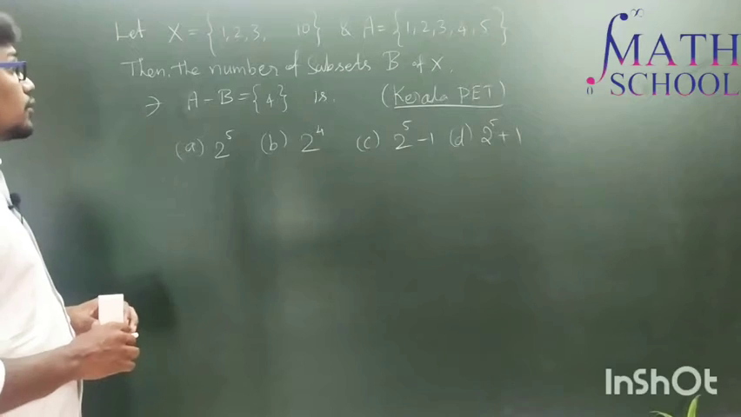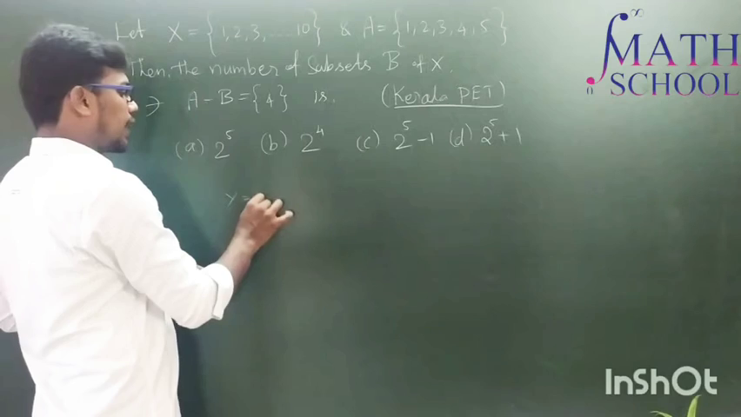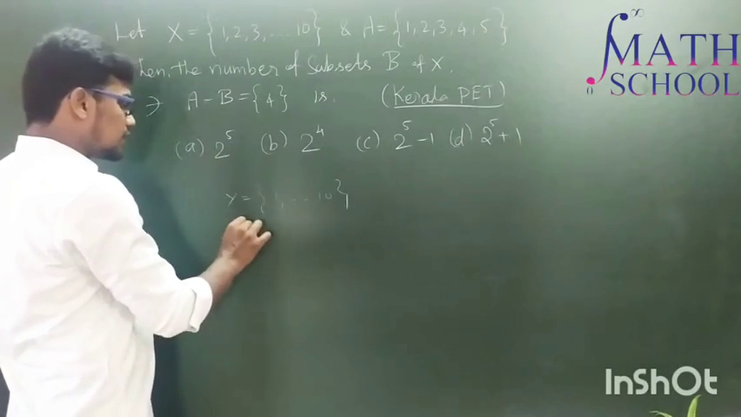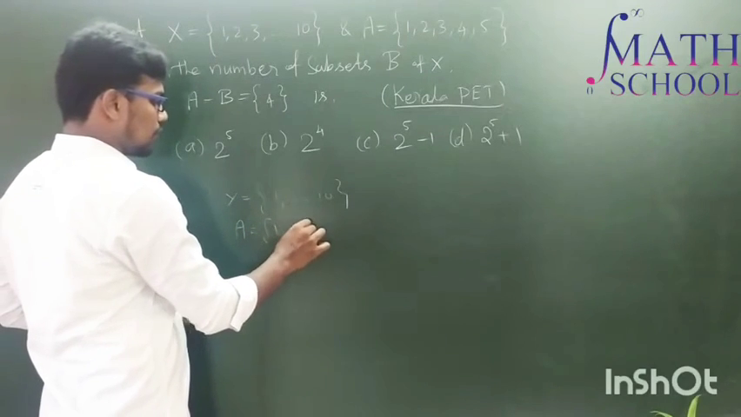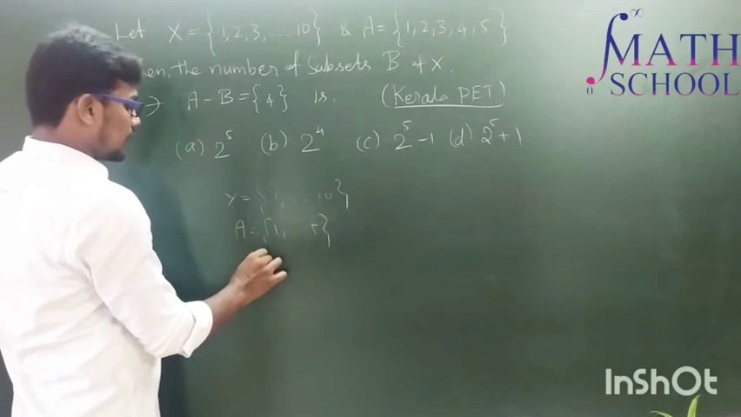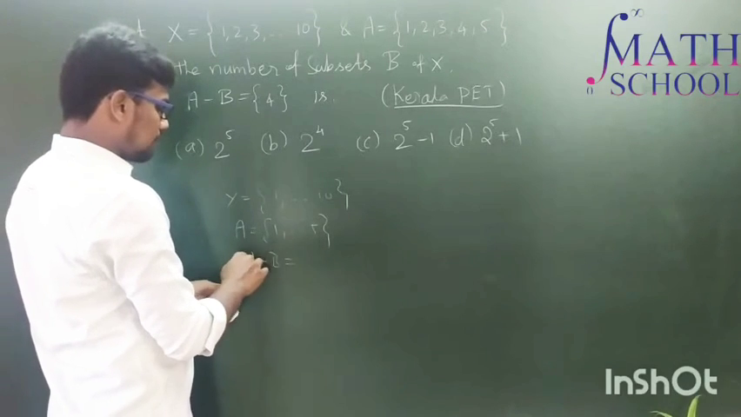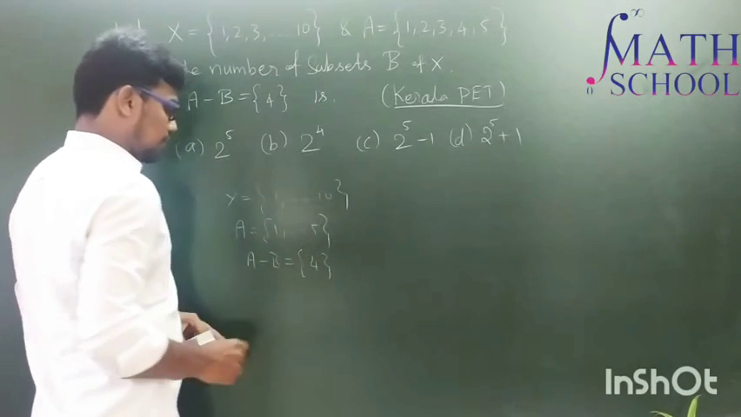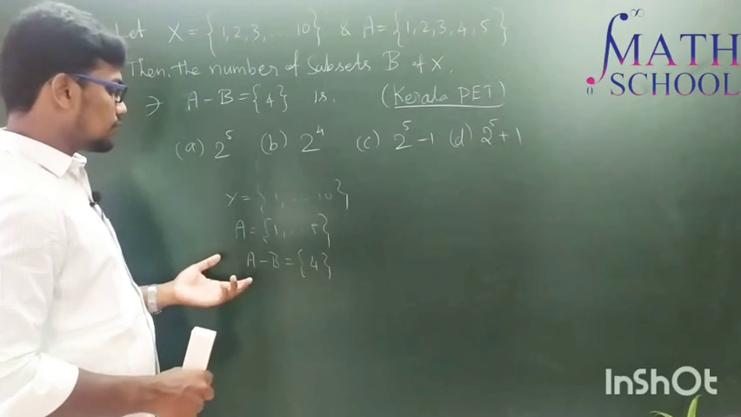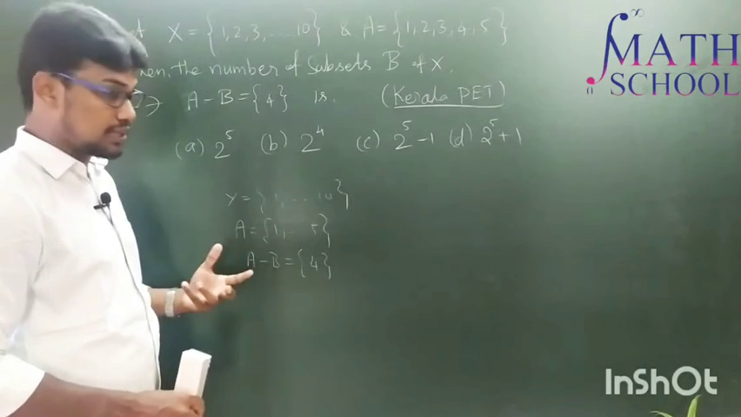Now what is given is one underlying set, X, that has the numbers from 1 to 10. And they have given another set A that has the numbers from 1 to 5. Now they have given another piece of data, that is A minus B. There is some set B such that if we subtract that B from A, we get the singleton {4}. So what could that B be? The exact question is how many such B sets we can create.